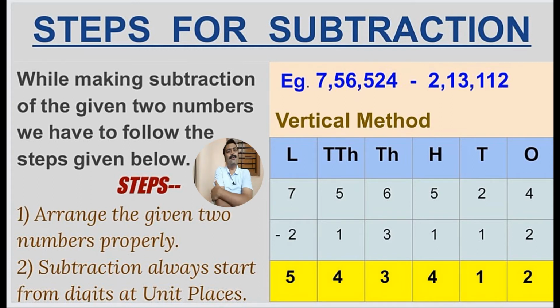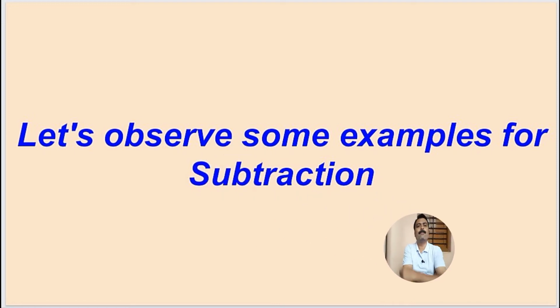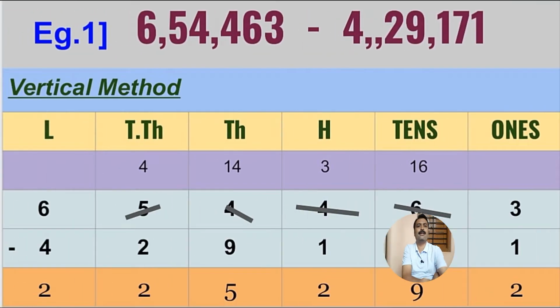Now in our textbook, there are some examples given. To explain such examples related to our 5th standard, we are going to explain them in the next slide. That's why I am showing it in front of you. Let's observe some examples for subtraction. So let's start with the first example that I want to take. This is the example in this way. In this first example, I want to take the numbers in this way.